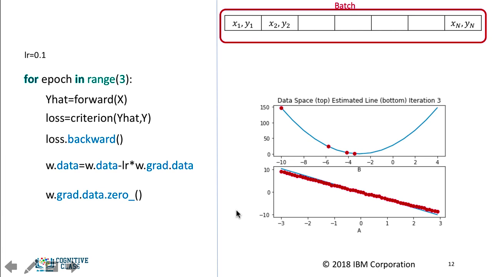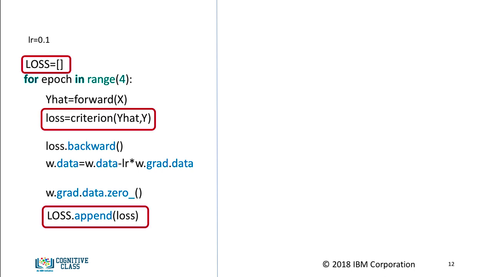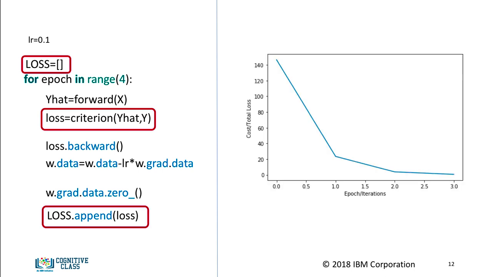Sometimes it gets difficult to plot our loss with respect to every parameter. As a result, we'll store the loss in a list for each iteration. We simply create an empty list, calculate the loss, then store the loss value in the list. We can plot out the loss for each iteration.